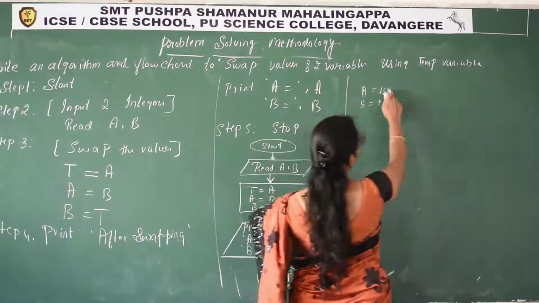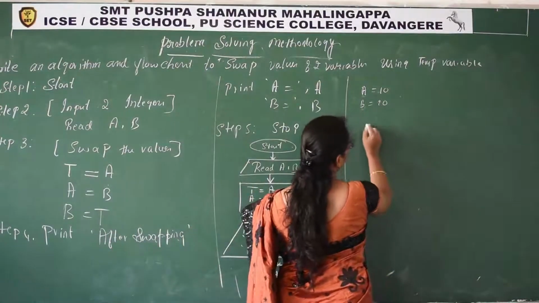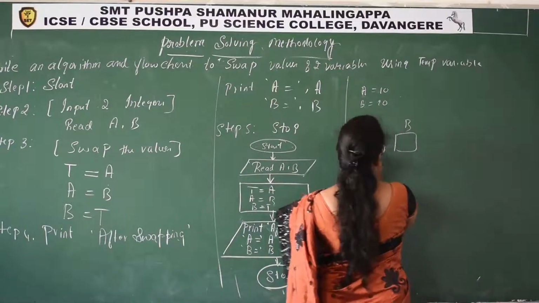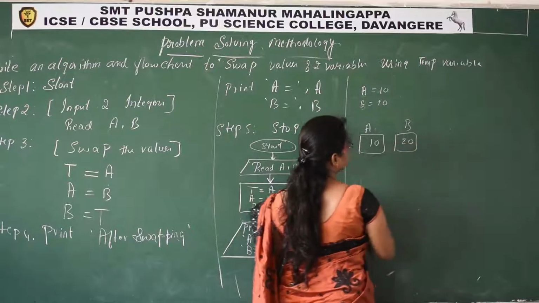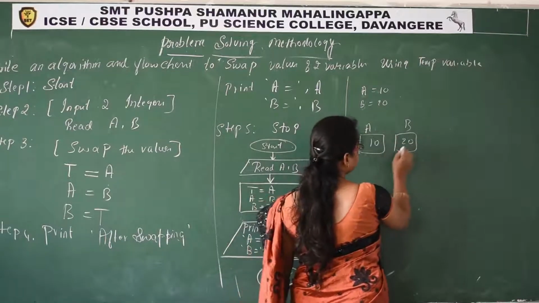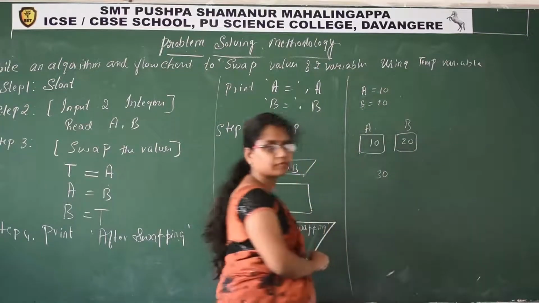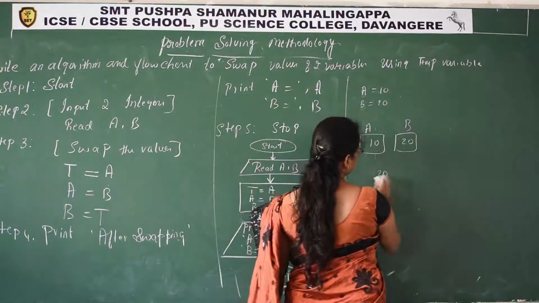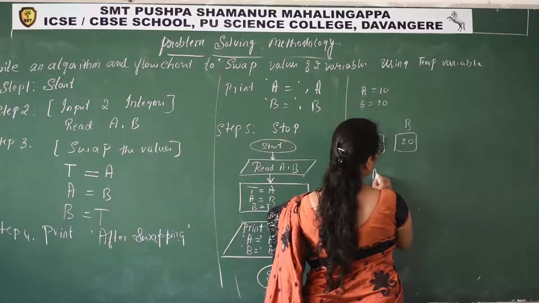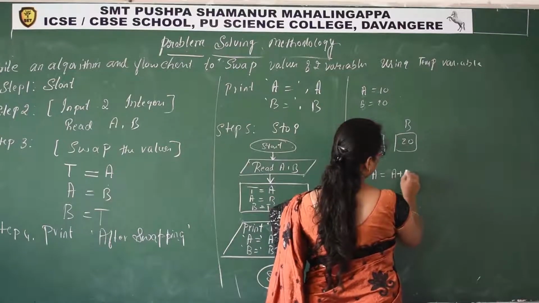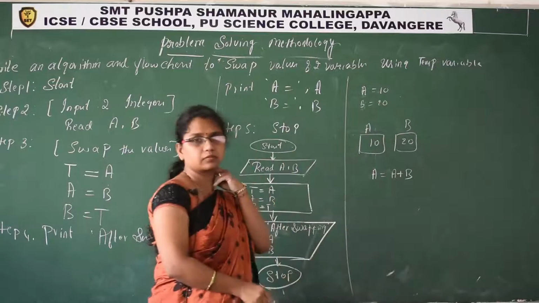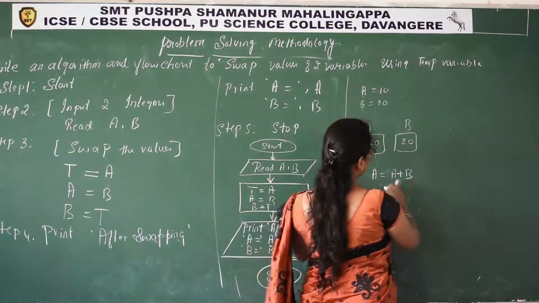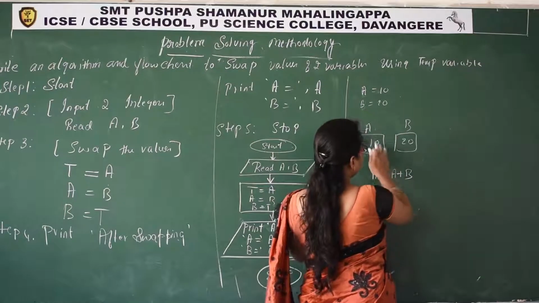If I add both values A and B, what is the value? See, I'll write A, B. A is 10, B is 20. If I add these two, we'll get 30. Now I'll store this 30 into A. So how to write that? A is equal to A plus B. So A becomes 30.